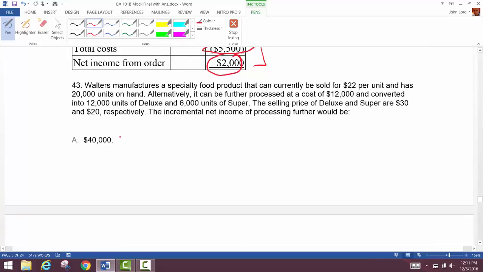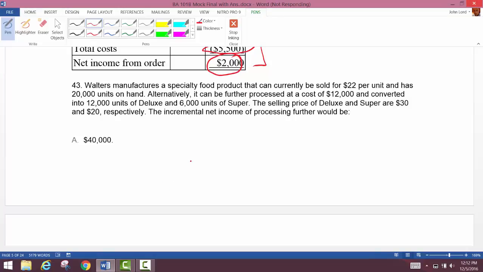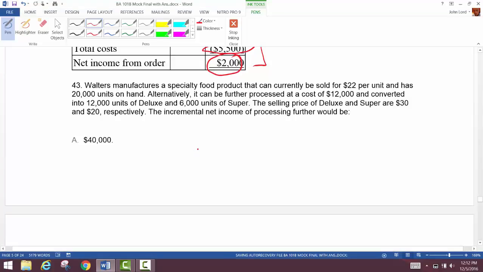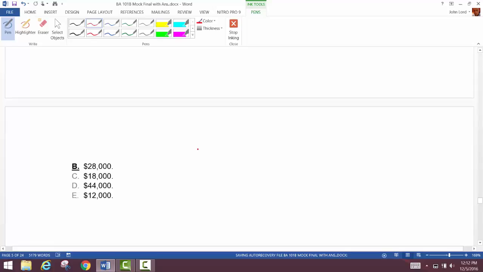Walters Company manufactures a special food product that can currently be sold for $22 per unit. Okay, and we have 20,000 units on hand. Alternatively, we could further process it at a cost of 12,000 and convert it into 12,000 units of deluxe and 6,000 units of super. The selling price of the deluxe and the super are $30 and $20 respectively. The incremental net income. Okay, so what are we going to do?